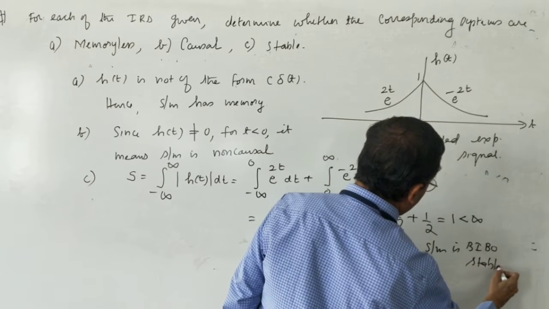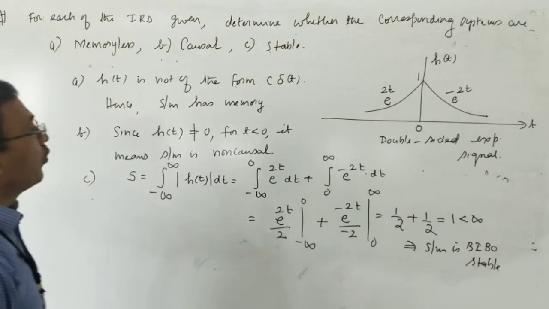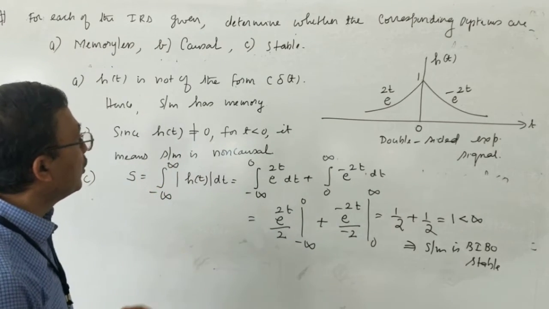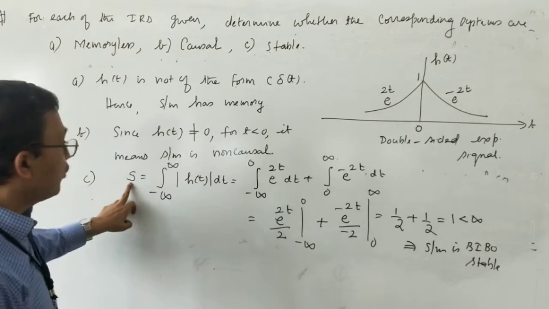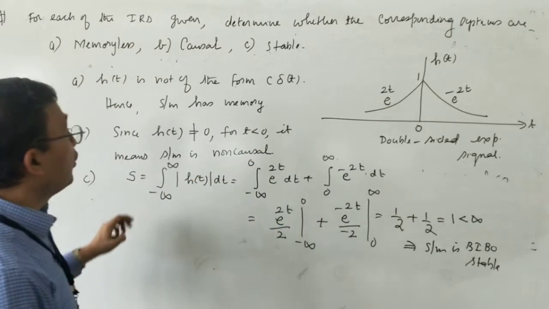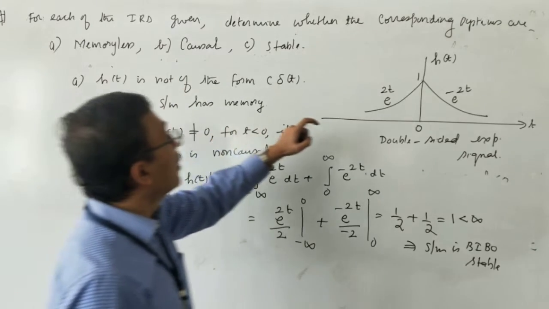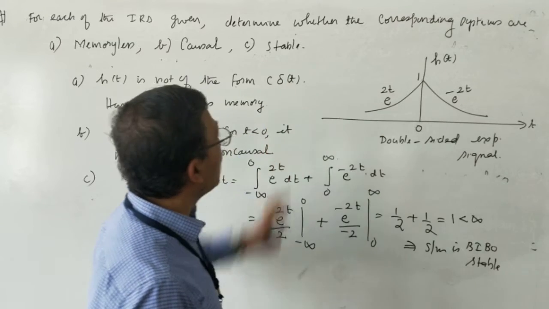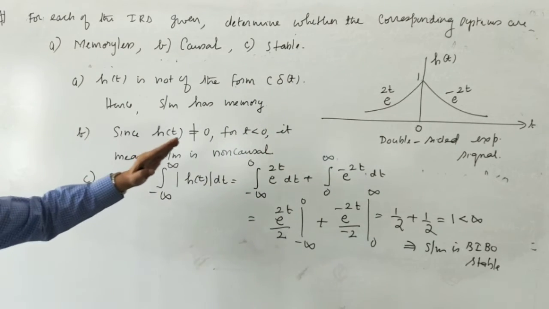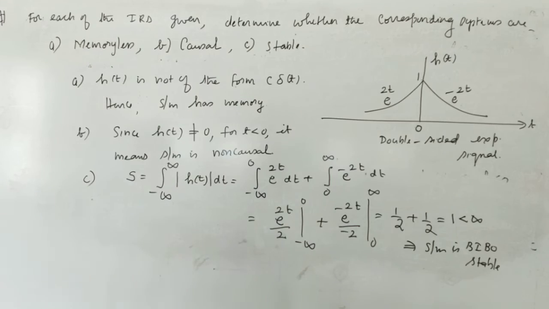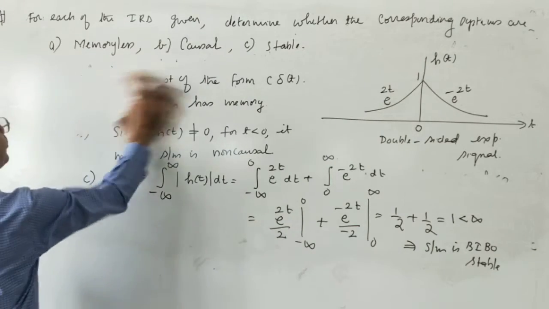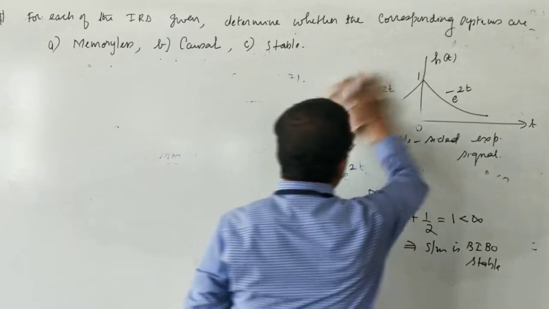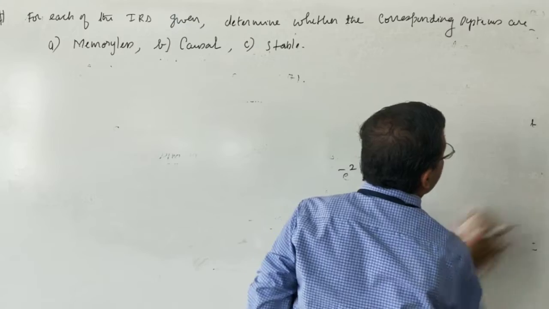System is BIBO stable. So for a system to be causal, h of t should be 0 for t less than 0. For a system to be stable, s must be less than infinity. For a system to possess no memory, h of t should be of the form c into delta of t. So this is a very important problem which is completely based on the theorem taught in the previous class. I will go to the next problem. Same statement will hold good for the next problem also.